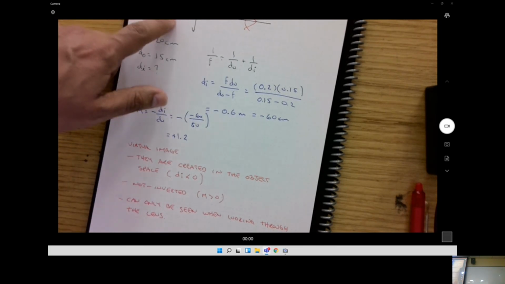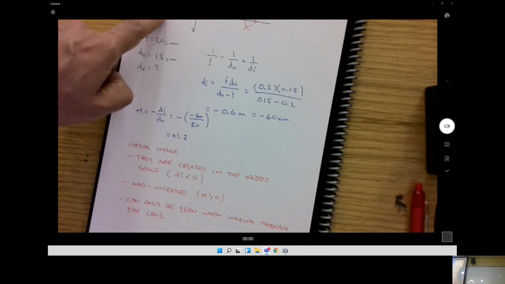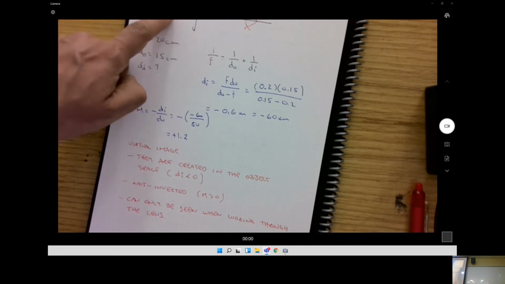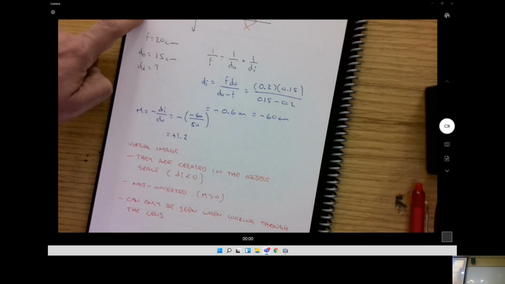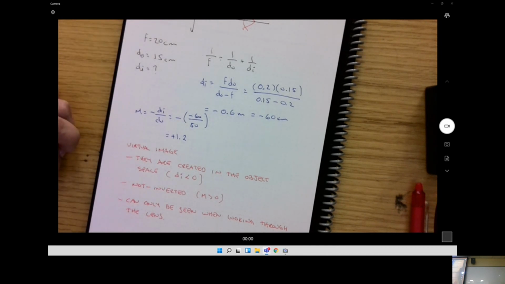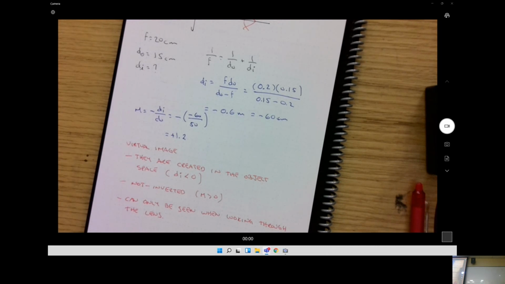So if the object is smaller than the focal point, you create a virtual image. If the distance to the object is larger than the focal point, you're going to have real images. Okay? Make sense? We'll do a couple more problems on Wednesday and Friday. But I hope this makes sense.